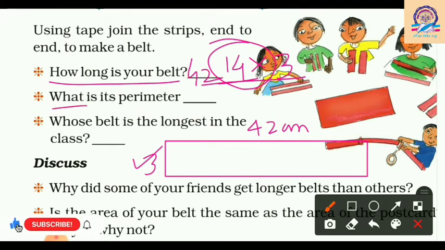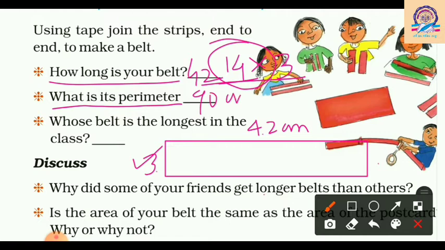Now what is its perimeter? Yes, perimeter means sum of all sides. So you can add all the sides, or using the formula you can also find it. So it will be 42 plus 3 plus 42 plus 3. So total it will be 90 centimeter. Now whose belt is longest in the class?